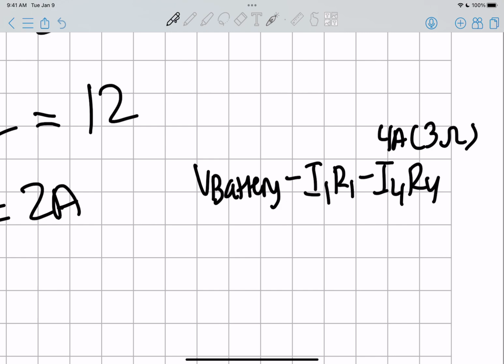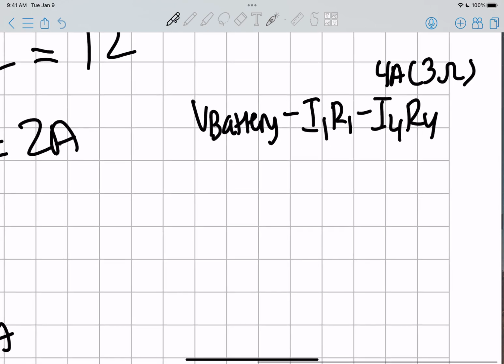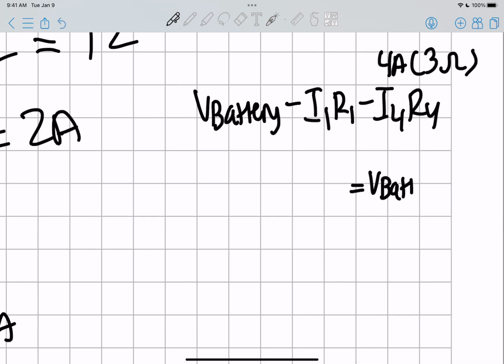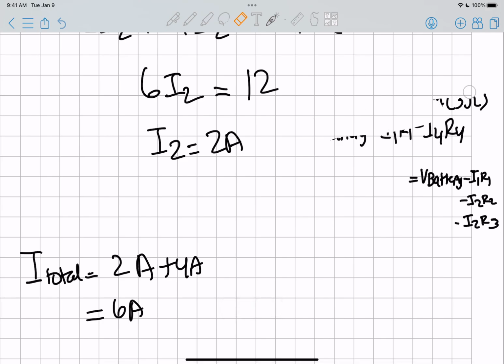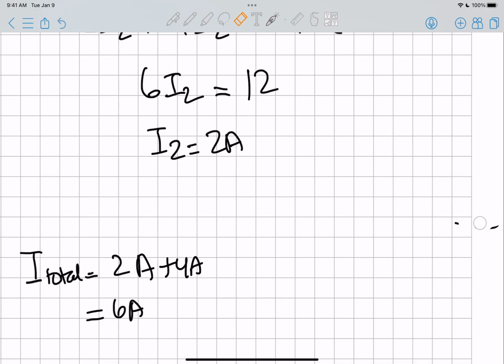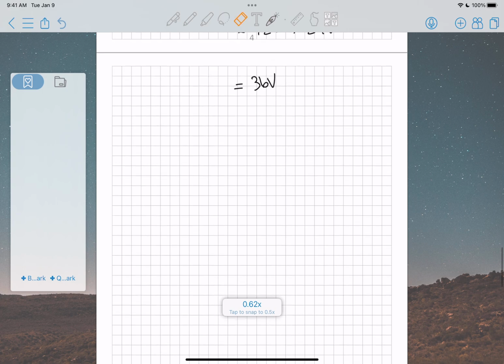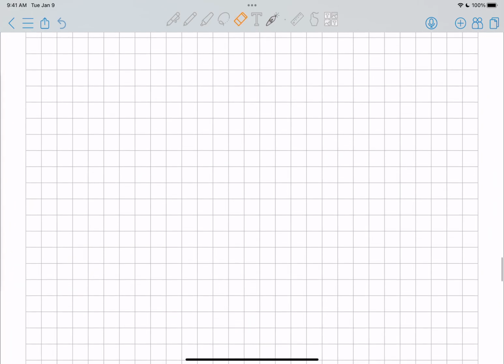So, I'm not sure what's going on here. Because you could have set this equal to V battery minus I1 R1. Okay, hold up. Minus I2 R2 and then minus I2 R3. Okay, there we go. That's what I was missing. So let me rewrite that at the end. You could have done this, right? This is the final piece, barring any stupid mistakes.